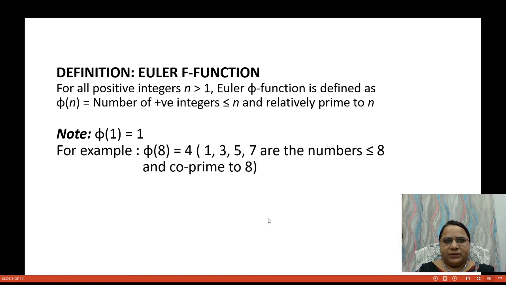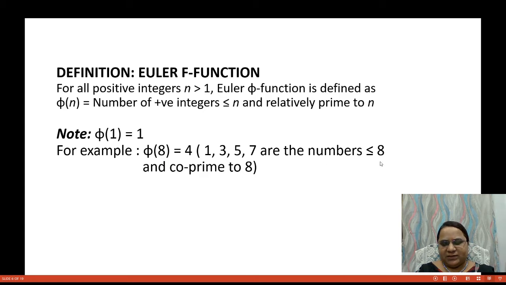Now we have the definition of Euler's phi function. For all positive integers n which is strictly greater than 1, Euler's phi function is defined as phi of n is equal to number of positive integers which is less than or equal to n and relatively prime to n. Here phi of 1 is 1, for example phi of 8.